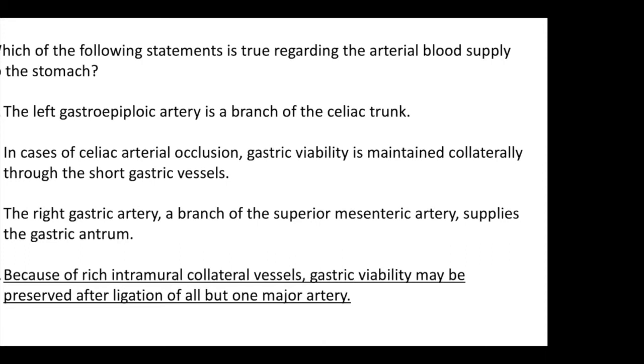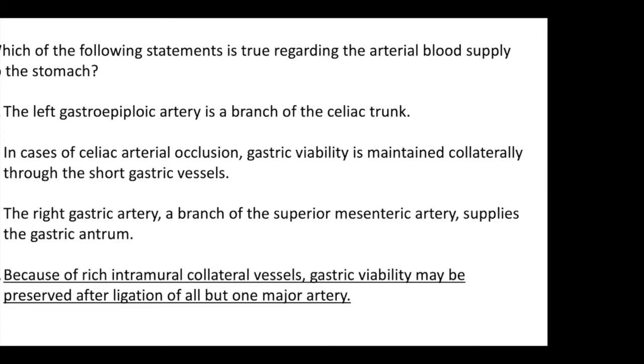And then the short gastrics are not the only thing maintaining viability if you have celiac artery occlusion, because you have lots of collaterals. Your GDA actually forms collaterals with your SMA between the celiac and the SMA. Then you get your pancreaticoduodenals that come up too. So you still have your gastroepiploics on that side, not just the short gastrics.